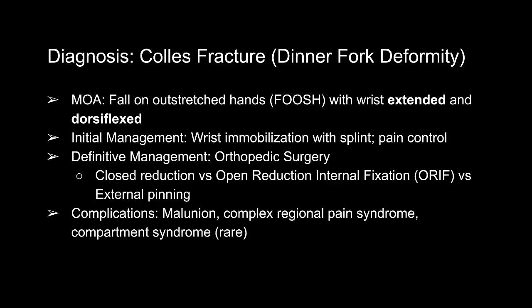You can have malunion, and that's just another term for when the bones heal in an abnormal way and cause some sort of a deformity. There's also another fun one, complex regional pain syndrome. That's more of a neuropathic condition, where you'll have neuropathic pain that persists even after the injury has healed. And then we also have a very rare complication of compartment syndrome. That's a more serious complication where you have bleeding into a fascial compartment as a result of a severe fracture.